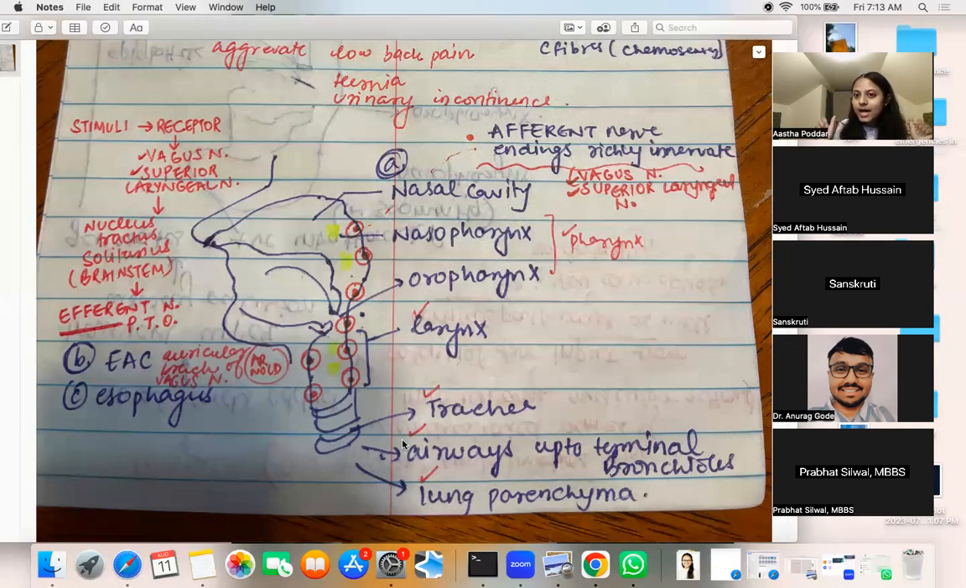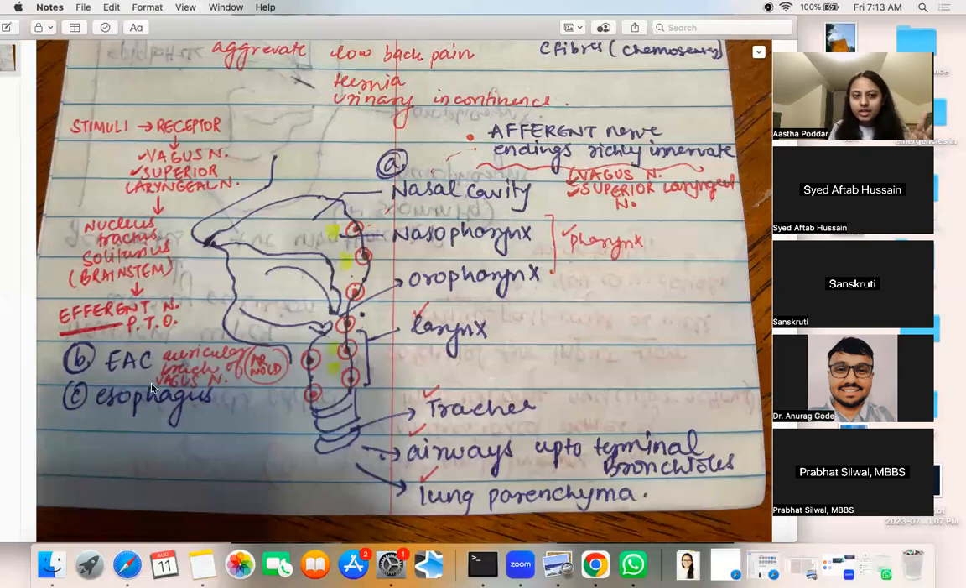But the catch is that the most common test which you usually do to evaluate cough is your chest x-ray, and the chest x-ray is positive only if the problem is in the lung parenchyma. So the things which are stimulating these nerves, which are not appearing on the chest x-ray, are causing cough, and for those conditions the chest x-ray is going to be negative.